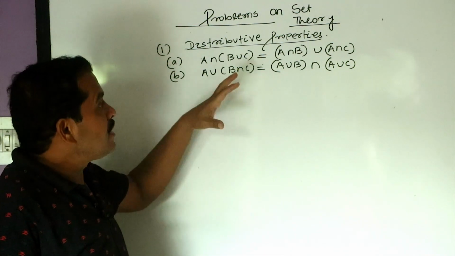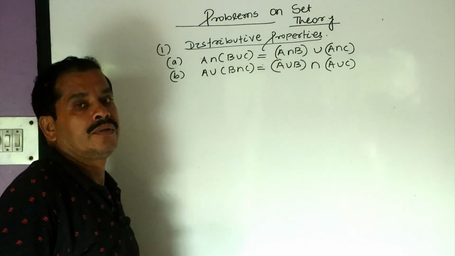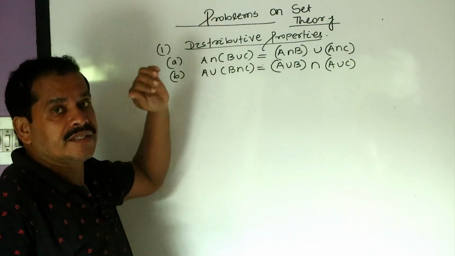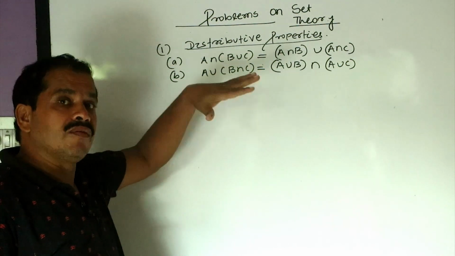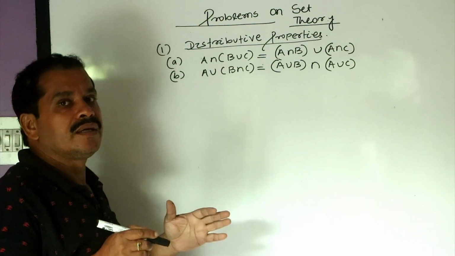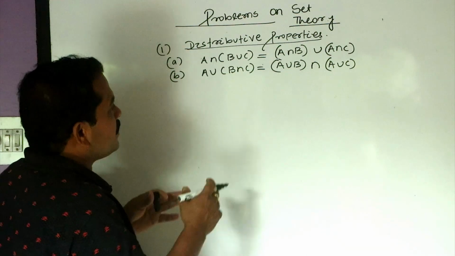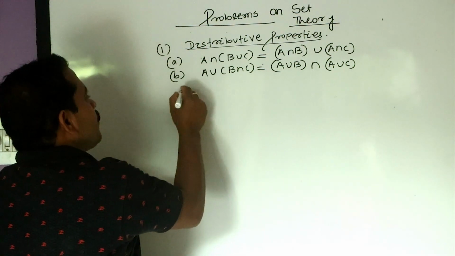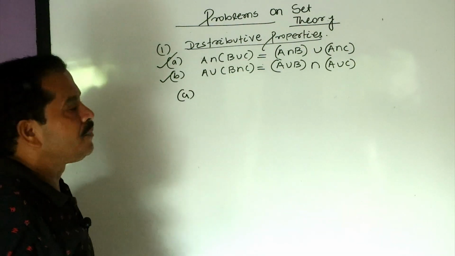How can we prove these two results? We shall prove by using set algebra, not by particular examples. In previous classes, in class 10, you proved this by taking particular examples. But here we shall prove by set algebra. Let us see. First the first part; similarly you can prove the second part.